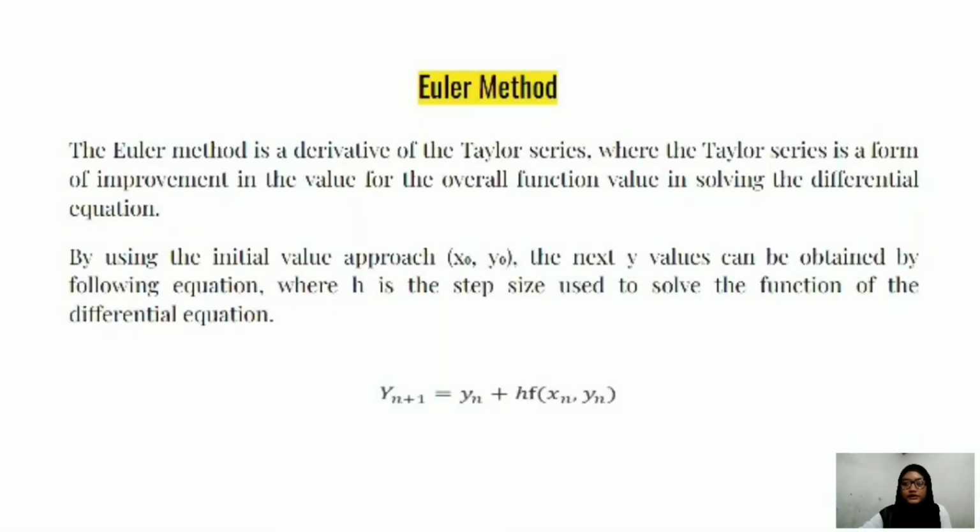Okay, first we will solve the problem using the Euler method. The Euler method is derived from the Taylor series, where the Taylor series is a form of improvement in the value of the overall function in solving the differential equation. By using the initial values x0, y0, the next y values can be obtained by the following equation, where h is the step size used to solve the function of the differential equation. That is, y_{n+1} = y_n + h f(x_n, y_n).